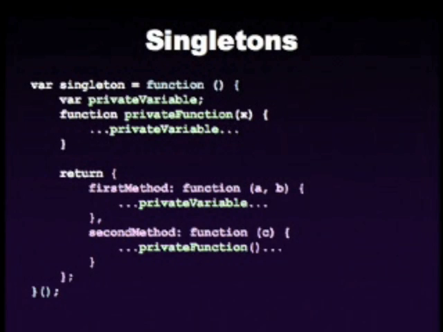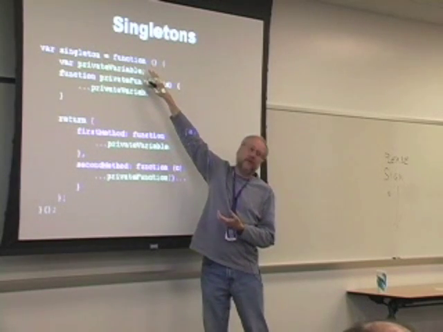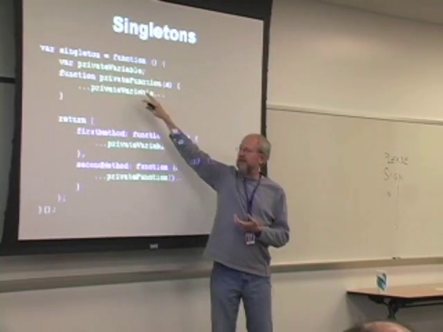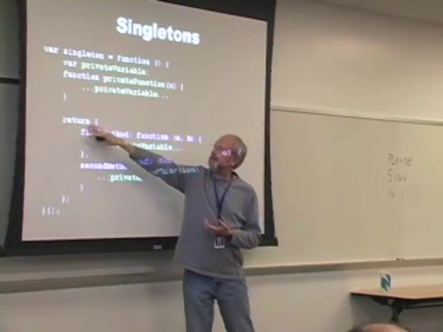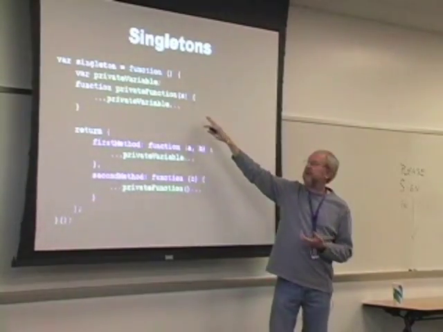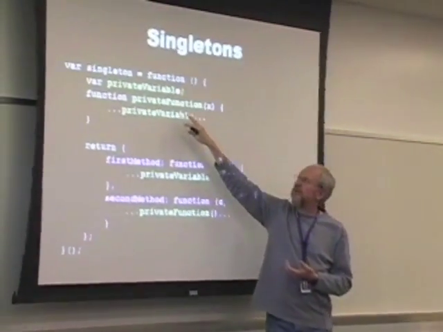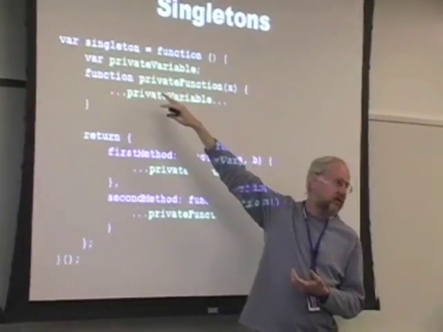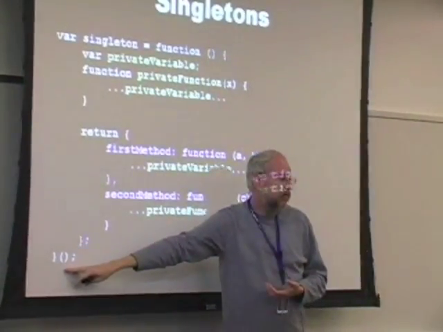So here's another way of writing a singleton. We've got the same 2 methods that we had before, but this time those methods have access to private variables and private functions. And we define those up here inside of this function, which we then return a value to the singleton. And the thing which is maybe a little surprising about this expression is that we're assigning not a function to the singleton, but the result of invoking the function.